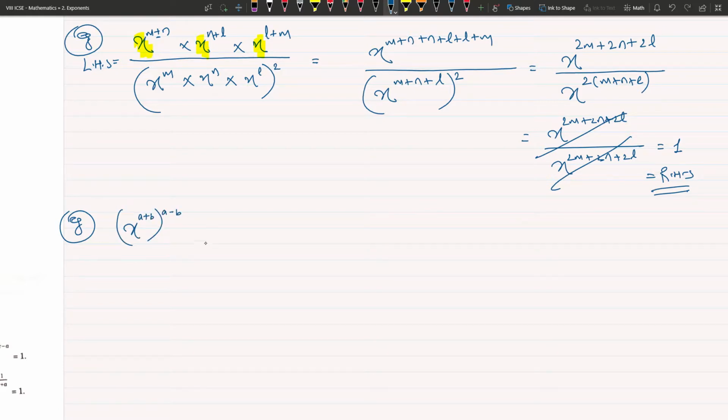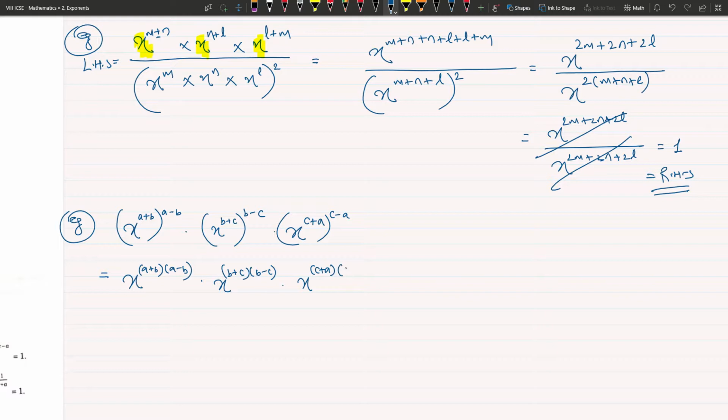Okay, next question which I want to do is x raised to a plus b, the whole raised to a minus b, times x raised to b plus c, the whole raised to b minus c, times x raised to c plus a, the whole raised to c minus a. What will it give us? x raised to a plus b times a minus b times x raised to b plus c times b minus c times x raised to c plus a times c minus a. What identity am I using? I am just multiplying the powers.